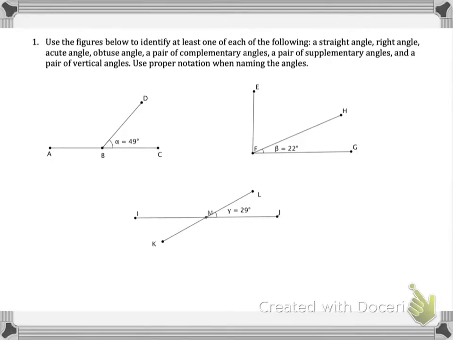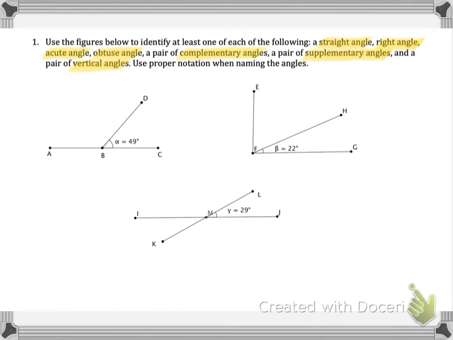Okay, first I want to start by talking about the different kinds of angles that we have in this problem. First, it says, use the figure below to identify each one of the following. Sorry about my dog. A straight angle, right angle, acute angle, obtuse angle, a pair of complementary angles, a pair of supplementary angles, and a pair of vertical angles.